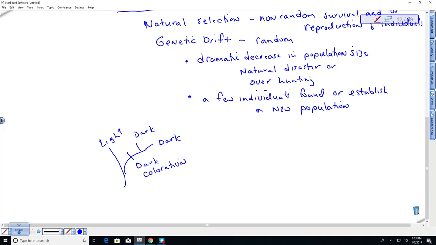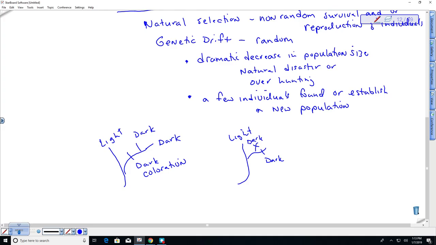Is that what they saw in the video? No, right? What they actually saw was something that looked like this, where we had light and we have dark and we have dark. So the mutation wasn't in the ancestral population, but it evolved independently in two populations. We had two separate evolutionary events that led to dark-colored mice in two separate populations.